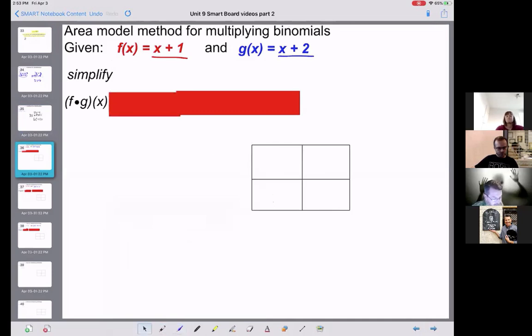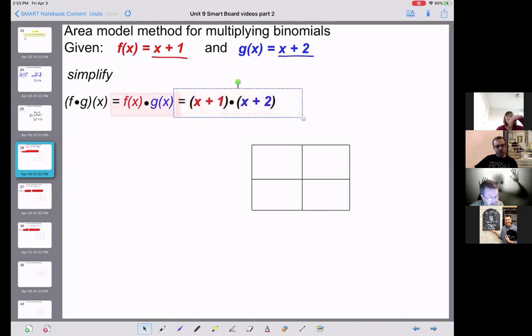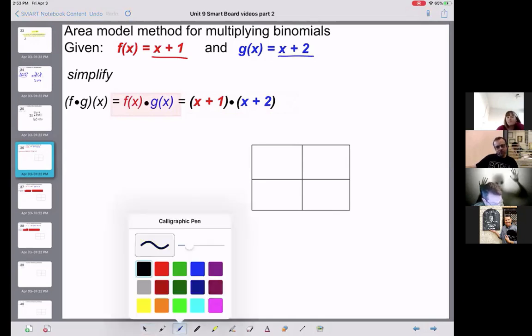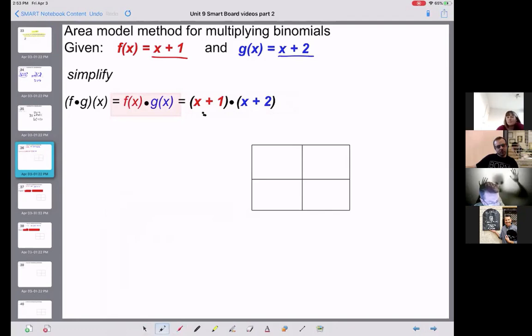So we look at this and we say, f times g of x is f of x times g of x, and that ends up equaling x plus 1 times x plus 2. And this is not a simple distribution. So there is a way that you can do this, and it's using the area model. What we're going to do is we have 2 terms here, and we have 2 terms here. So it ends up giving us a model that has 4 squares.